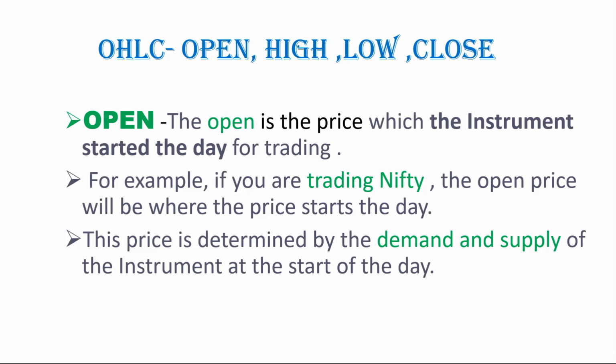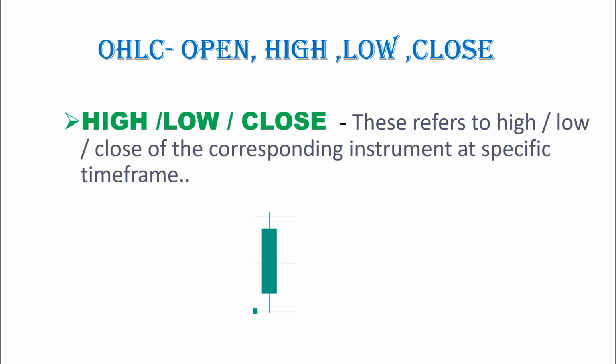The price is determined by the demand and supply of the instrument at the start of the day. So the open, high, low and close, everything is determined by supply and demand, that is the support and resistance level of the particular stock or instrument. So what does the high, low or close reference? That refers to the high, low or close of the corresponding instrument at the specific time frame.